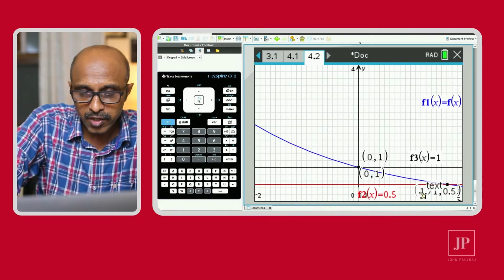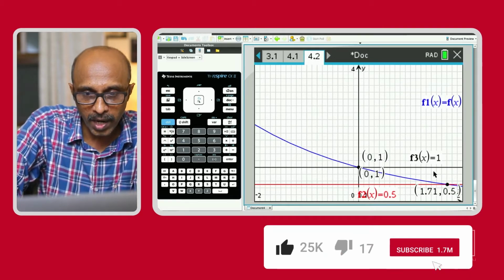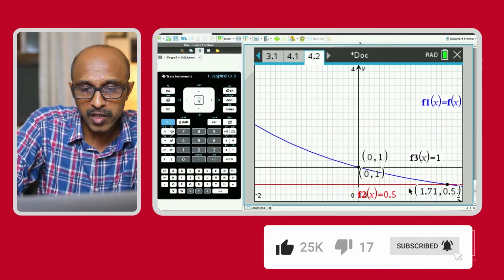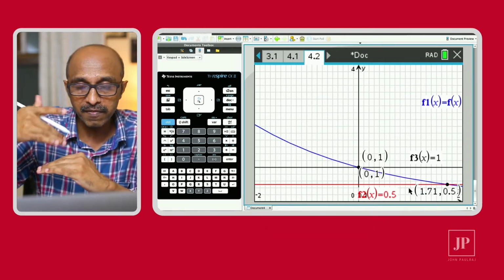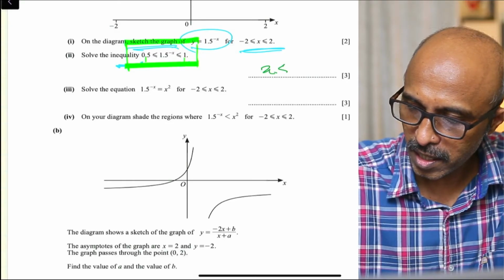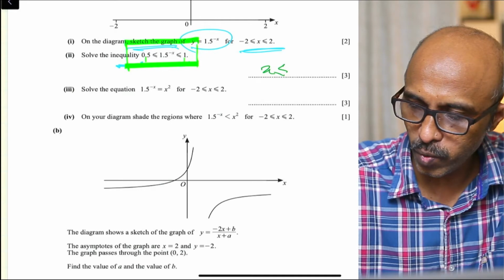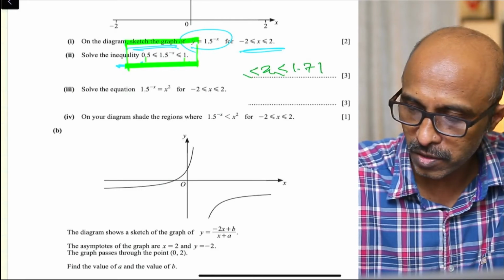So the solution to this joint inequality, where f of x is below 1 and above 0.5, is how I want you to interpret less than and greater than. When is a graph greater than something? When it is above. So when I write the answer, I'm going to write it as x must be less than or equal to 1.71, and greater than or equal to 0.